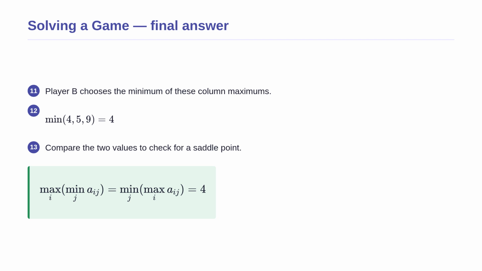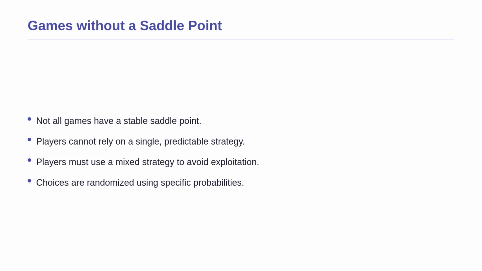Both values are exactly 4, which means the game has a stable saddle point. Neither player has any reason to deviate from their chosen strategy. The value of the game is 4, meaning player A will consistently win 4 units and player B will consistently lose 4 units. This perfect stability we just found leads us to an important question.